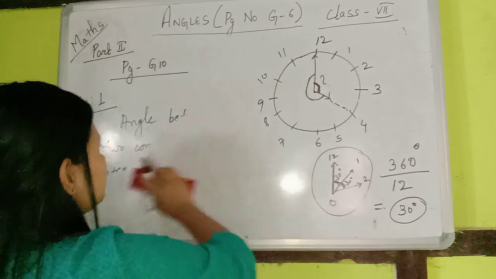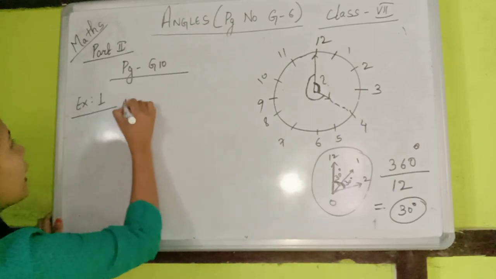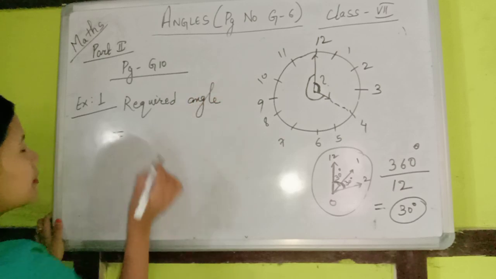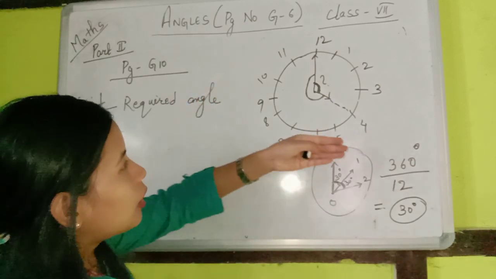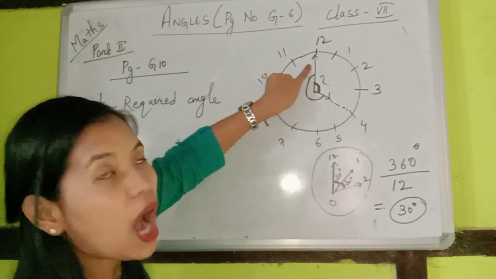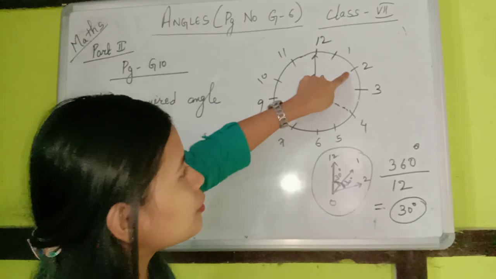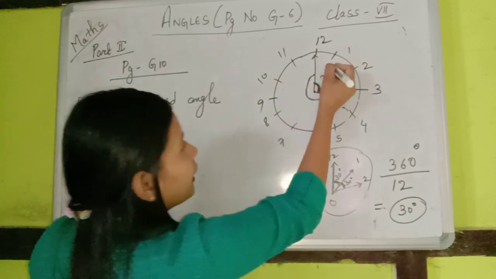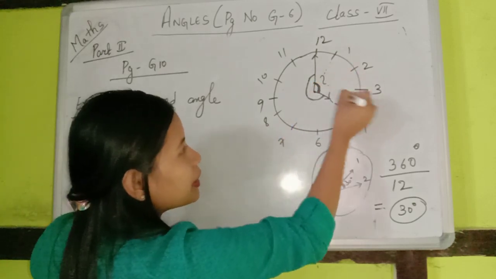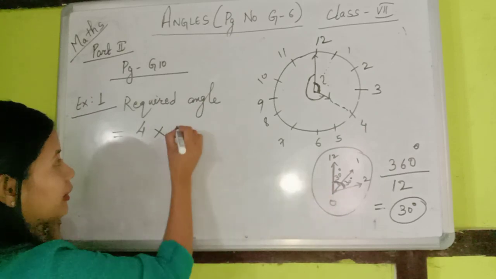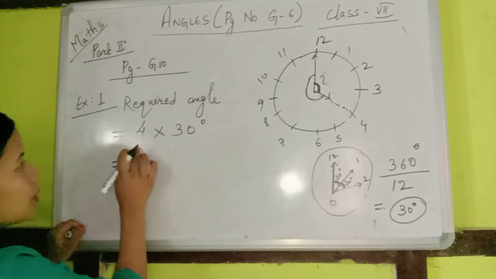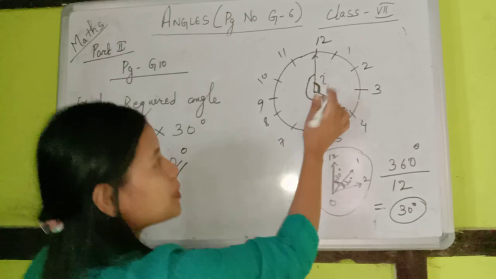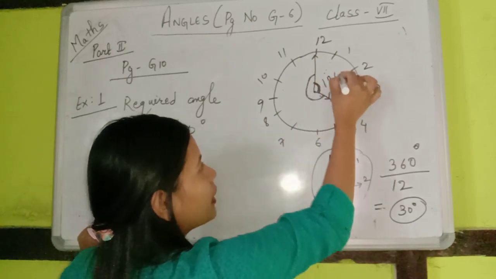How? So the required angle is the angle between the hour and minute hand at 4 o'clock, right? So between the hour and minute hand, how many integers are there? 1, 2, 3, 4. So that's why we multiply 4 into the angle one integer makes. How many degrees? 30 degrees, just now we figured out. So that is 4 times 30 degrees. 4 threes are 12, so this is 120 degrees. So the angle between the hour and minute hand here is 120 degrees.